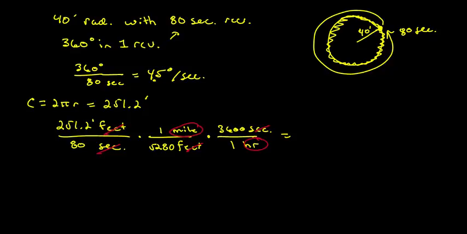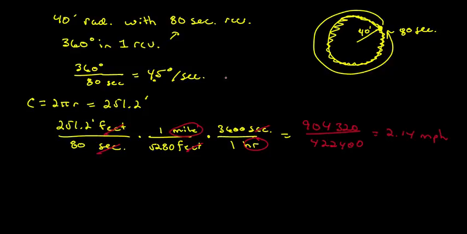So basically I just have to multiply across the top of my fraction and then across the bottom. So I take 251.2 and multiply that by 3,600. Okay, and that's going to give me 904,320. And the bottom, I've got 80 times 5,280, which is going to give me 422,400. So we're going to take the 904,320 and divide that by 422,400, and that's going to give us 2.14 miles per hour. Okay.